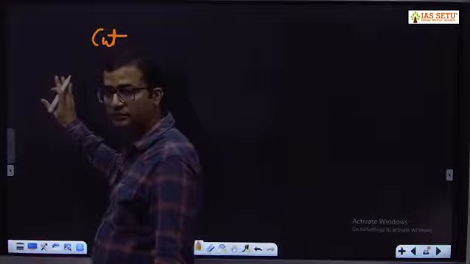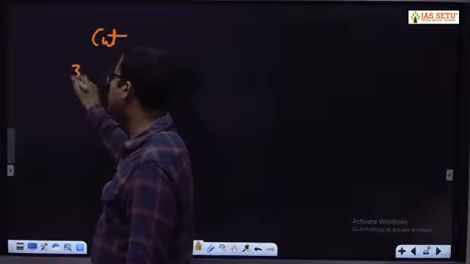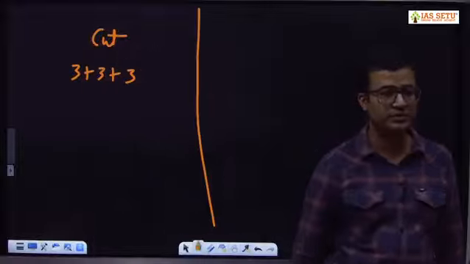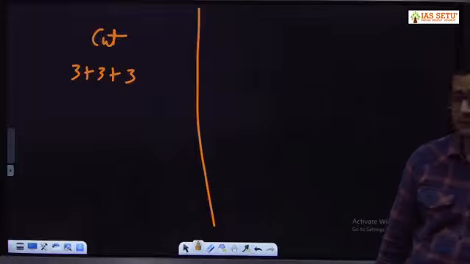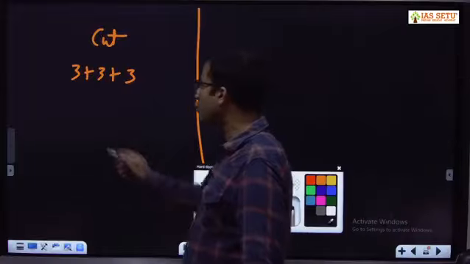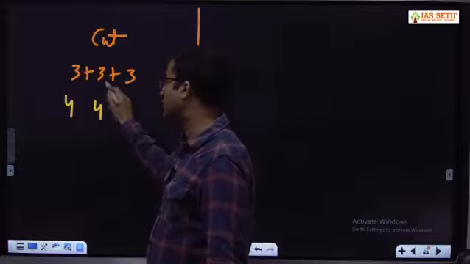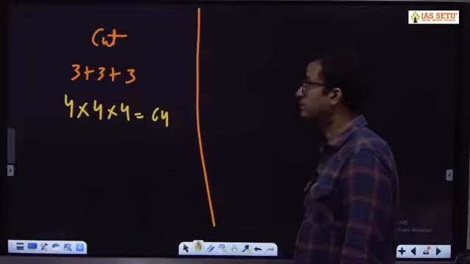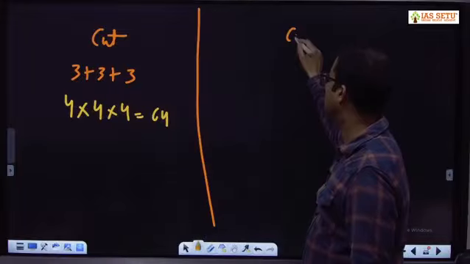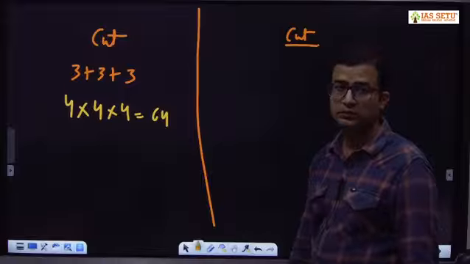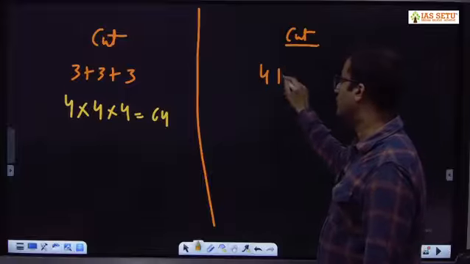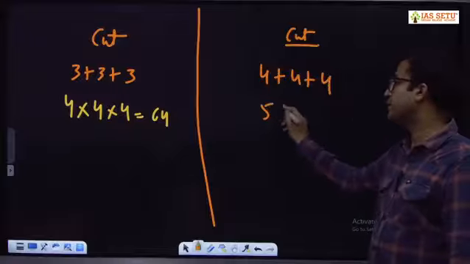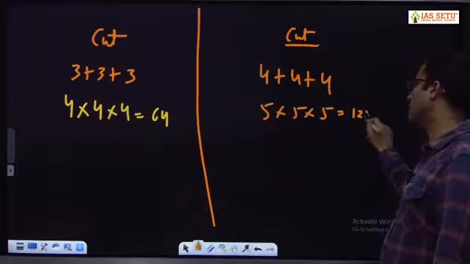Is it okay? I ask you a question. 3 cut plus 3 cut plus 3 cut. How many pieces? So 3 cut gives you 4 pieces, 3 cut gives you 4 pieces, 3 cut gives you 4 pieces. So the answer is 64. Four cut plus 4 cut plus 4 cut. How many pieces will you get? 5 into 5 into 5, 125.